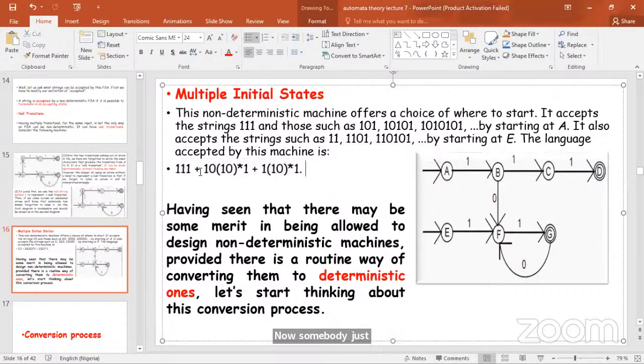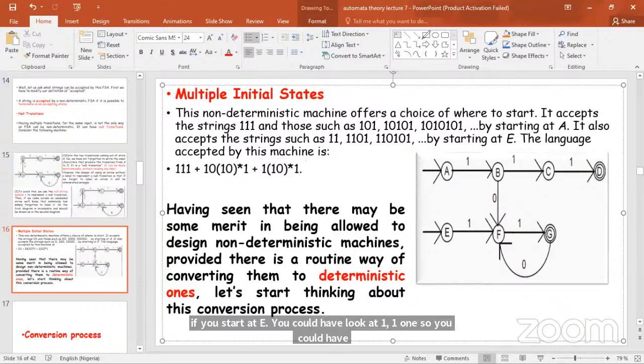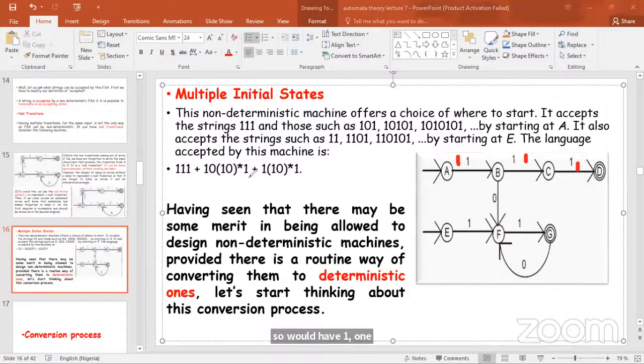Look at the one I highlighted here. If you start at A, you could have 111, so you could have 1, 1, 1. So it can accept that. It could also accept 1, which is this. It could accept 0, right?